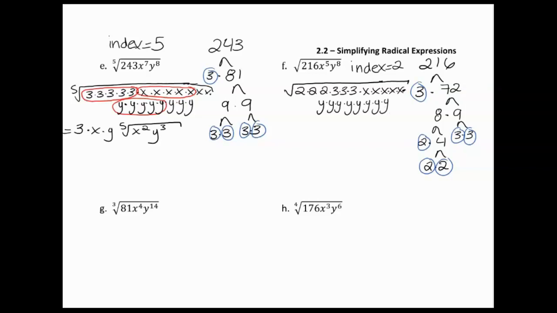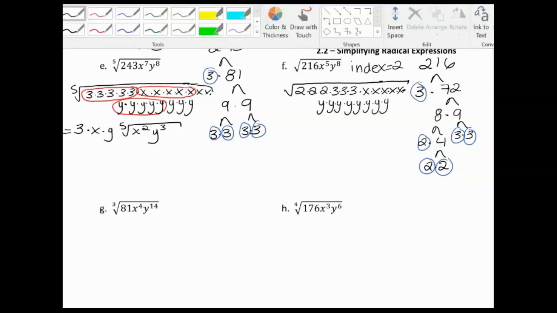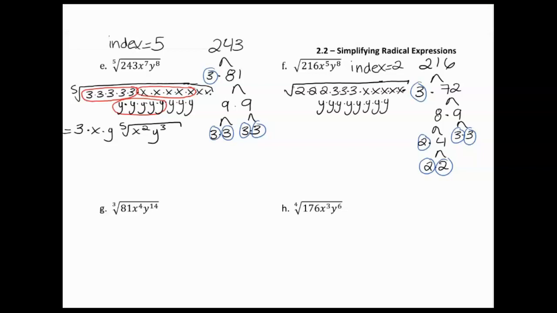Now, since my index is 2, we're going to be making groups of 2. All right, let's take a look at that. So I can make a group of 2 of these 3's. My x's, take a look at that, we can make 2 groups with my x's. And my y's, I can make 1, 2, 3, 4. All right. So remember, when we take them out, we write them out once.